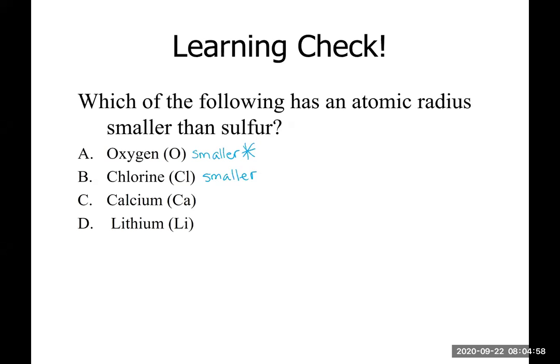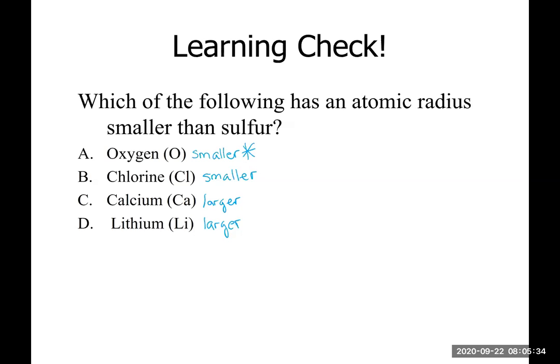Which one is substantially smaller than sulfur? Well, oxygen is clearly smaller relative to sulfur than chlorine is, but they're both still smaller than sulfur. Calcium, on the other hand, is an alkaline earth metal, all the way over on the left side of the periodic table, and we know that atomic radius increases from right to left, so calcium is going to be larger than sulfur. And lithium is an alkali metal, even further to the left on the periodic table. So we know that relative to sulfur, lithium is going to be larger.